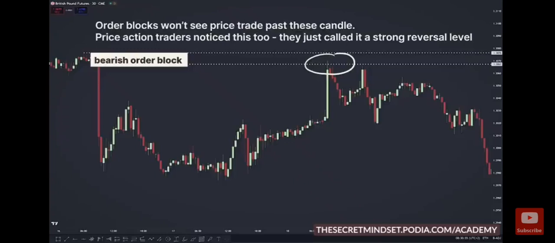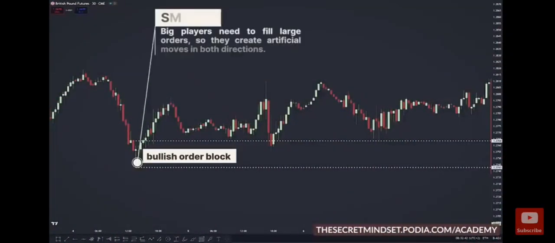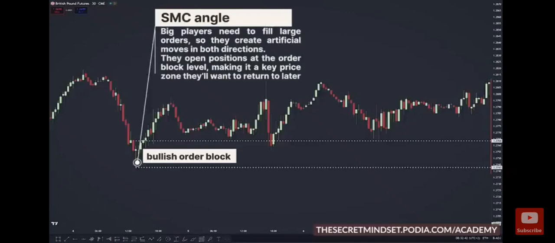They open positions at the order block level, making it a key price zone they'll want to return to later. This matches perfectly with how price action traders always viewed strong reversal candles. They knew these levels often got retested because they marked important moments. The smart money framework just explains why these retests happen.